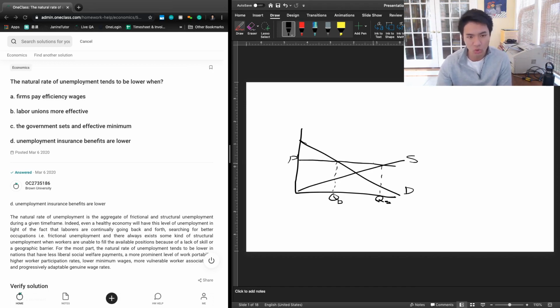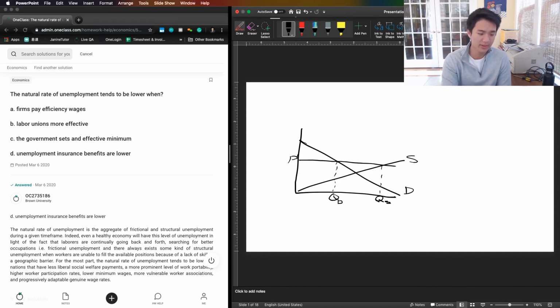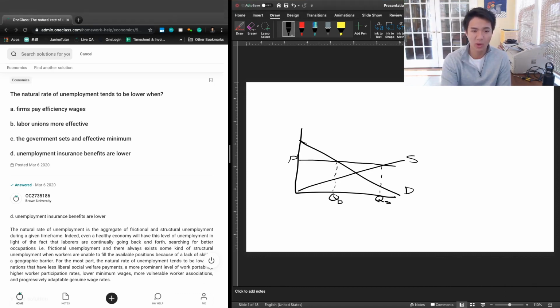And if we shorten the job search process, that's going to decrease frictional unemployment, as fewer people are going through the process of looking for the right job. And if we decrease frictional unemployment, we're also going to decrease the natural rate of unemployment. So D is going to be the right answer. The natural rate of unemployment tends to be lower when unemployment insurance benefits are lower. Hopefully that all makes sense. I know we talked about that quite in depth.